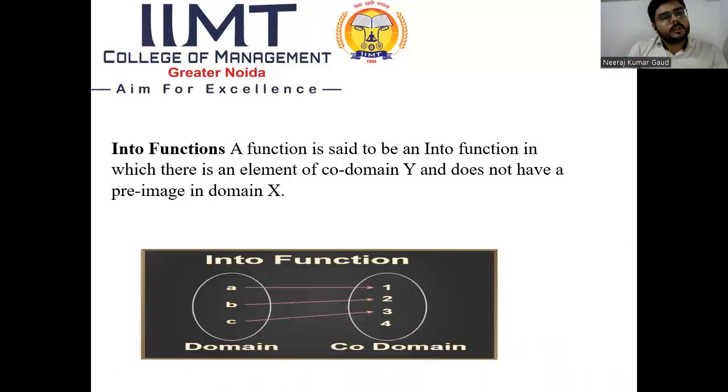Now the into function. A function is said to be an into function if there is an element of the codomain y that does not have a pre-image in the domain x. So it is clear that this codomain has an element 4, which does not have a pre-image in the domain. So this implies this function is an into function.